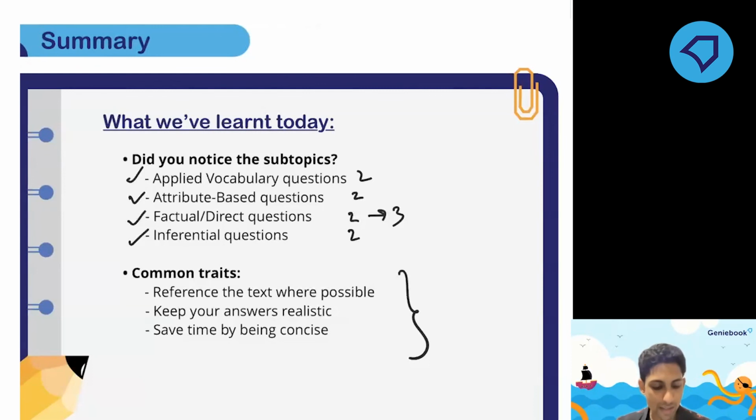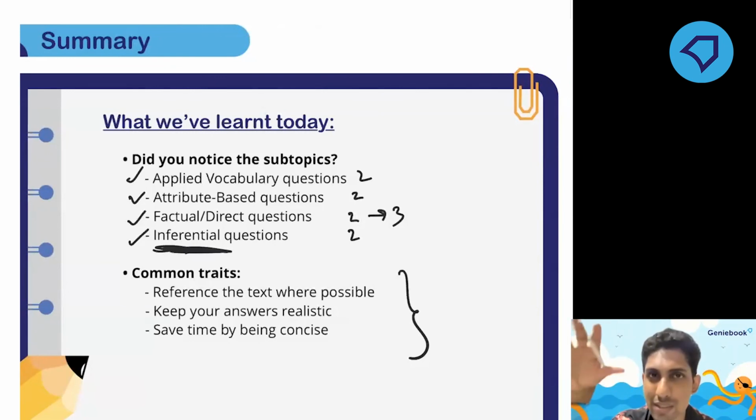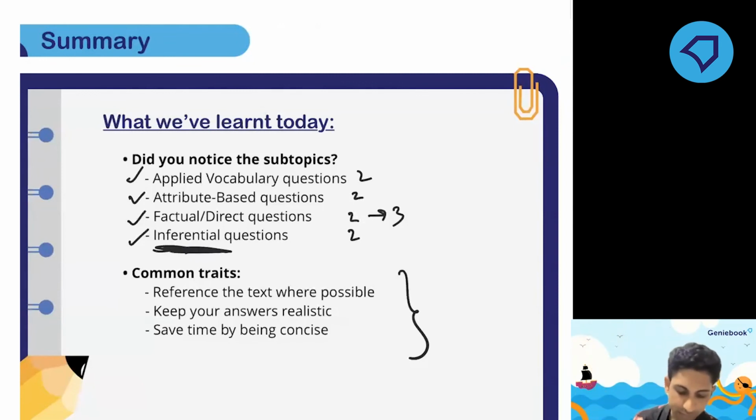So the last part, common traits. Where possible, refer to the passage or the text because most of the time your answers can be found there. It's only in inferential questions that you got to do a bit of thinking, because we don't tell you exactly. You got to think, why did the person do that? Why was it that reaction? Then you can figure it out. Everything else is found in the text.